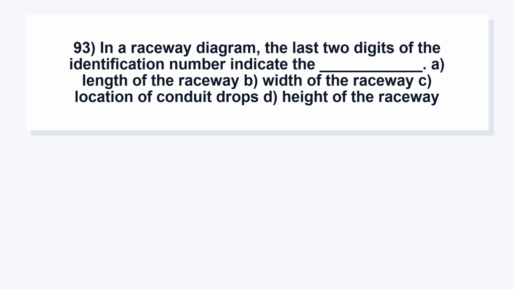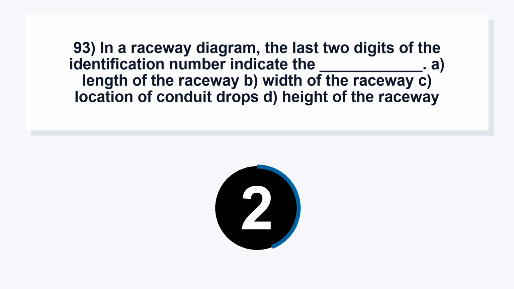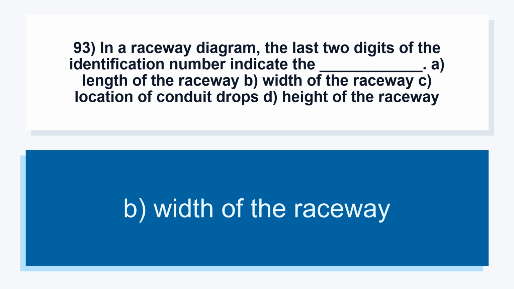93. In a raceway diagram, the last two digits of the identification number indicate the blank. A. Length of the raceway. B. Width of the raceway. C. Location of conduit drops. D. Height of the raceway. B. Width of the raceway.